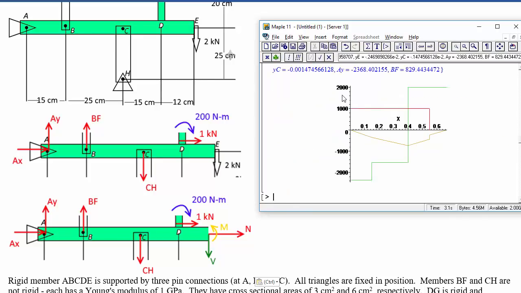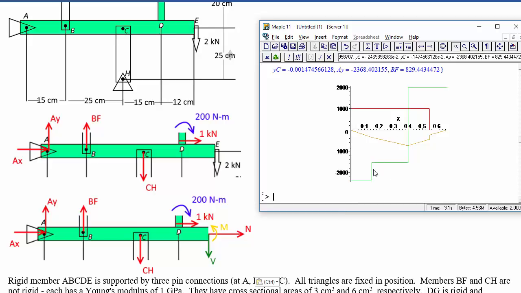Let's check if this looks good. Okay. So we've got a normal force, which is just 1,000 until we pass point D, and then there's no more normal force, and that's because there's nothing else happening at the end here in the X direction.